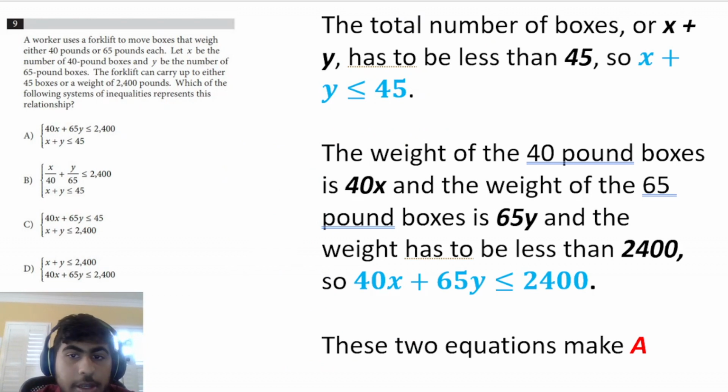Well, so what we can do. The total number of boxes, or X plus Y, has to be less than or equal to 45. So X plus Y is less than or equal to 45. The weight of the 40-pound boxes is 40x, and the weight of the 65-pound boxes is 65y. And the weight has to be less than 2,400. So 40x plus 65y, the total weight, is less than or equal to 2,400. If we find these inequalities, we can see that answer choice A has both of these. The answer is choice A.